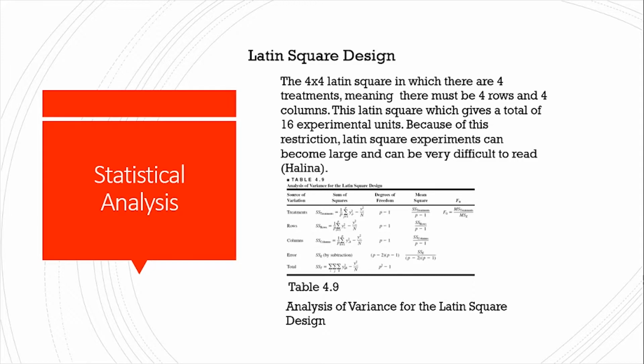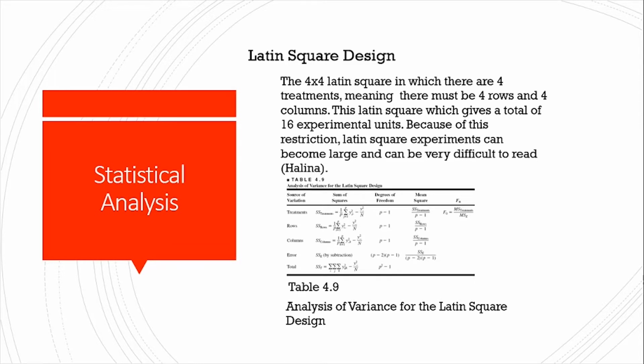x_ijk is the observation from the ith row of the jth column with the kth treatment. Y is the grand total of all observations. Y_i is the total of the ith row. Y_j is the total for the jth column, and Y_k is the total for the kth treatment.